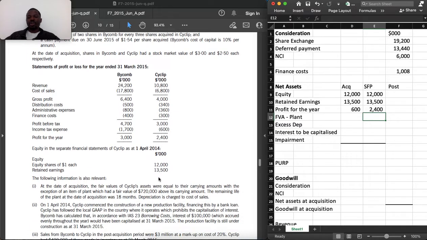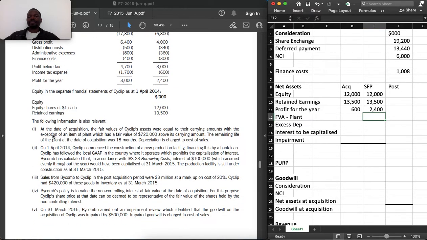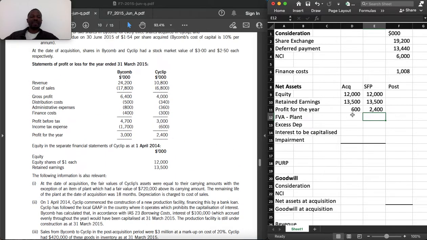Right, now let's go to note number 1. At the date of acquisition, the fair values of Cyclic's assets were equal to their carrying amounts, with the exception of the item of plant, which had a fair value of 720 above its carrying amount. So there is a fair value in plant of 720,000.